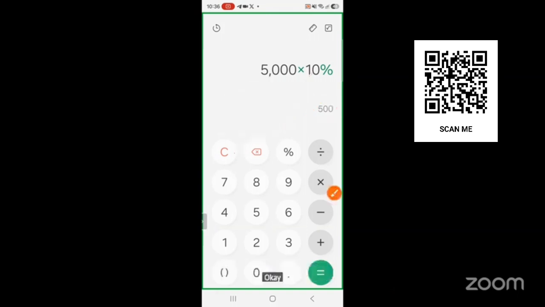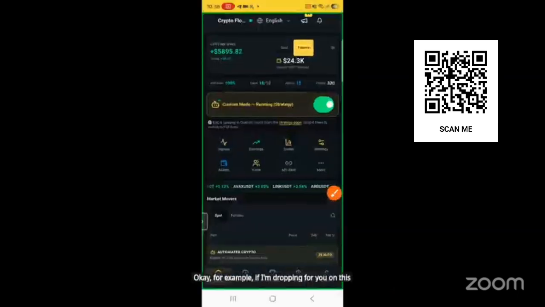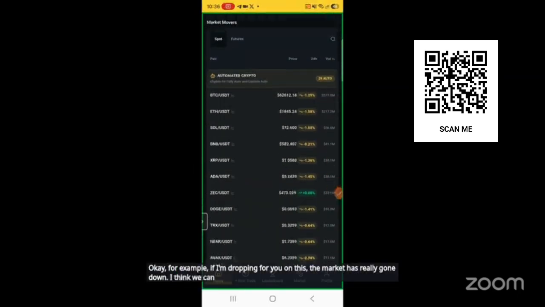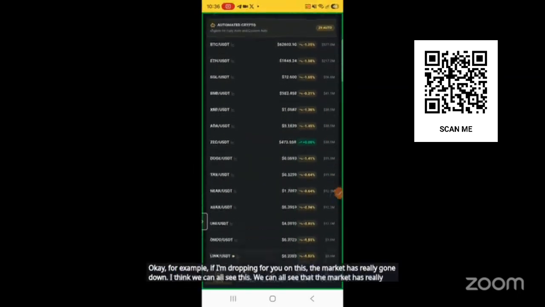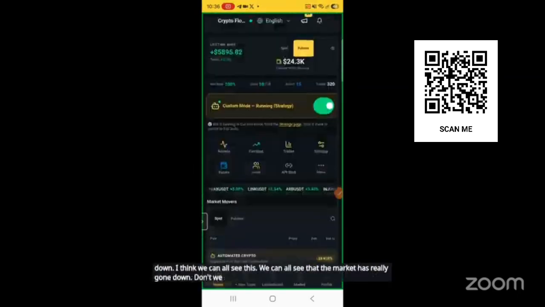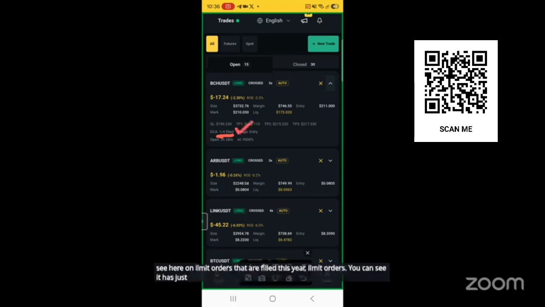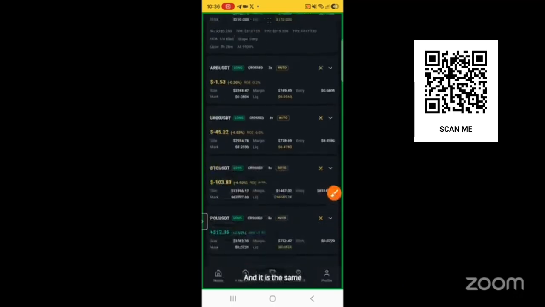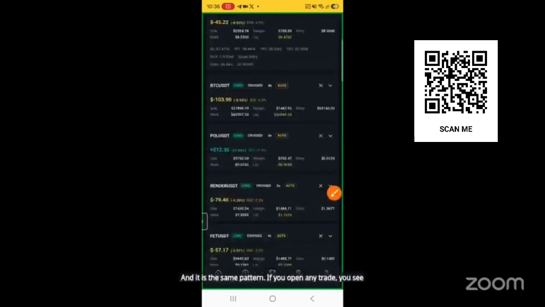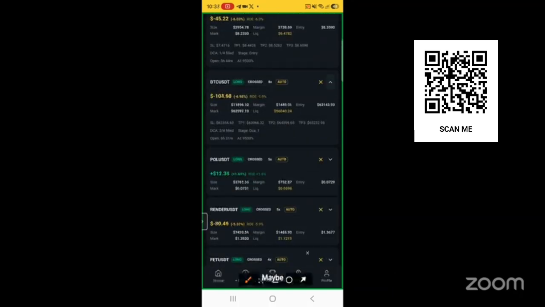For example, if I open for you on this, the market has really gone down. I think we can all see this. We can all see that the market has really gone down. Don't we see? Now let me open for you anything. It is very hard to see here on limit orders that are filled, DCA limit orders. You can see it has just filled in one limit order, the first one. And it is the same pattern. If you open any trade, you see the same pattern. Maybe here you can see it has bought the second time. You see this? Second time.